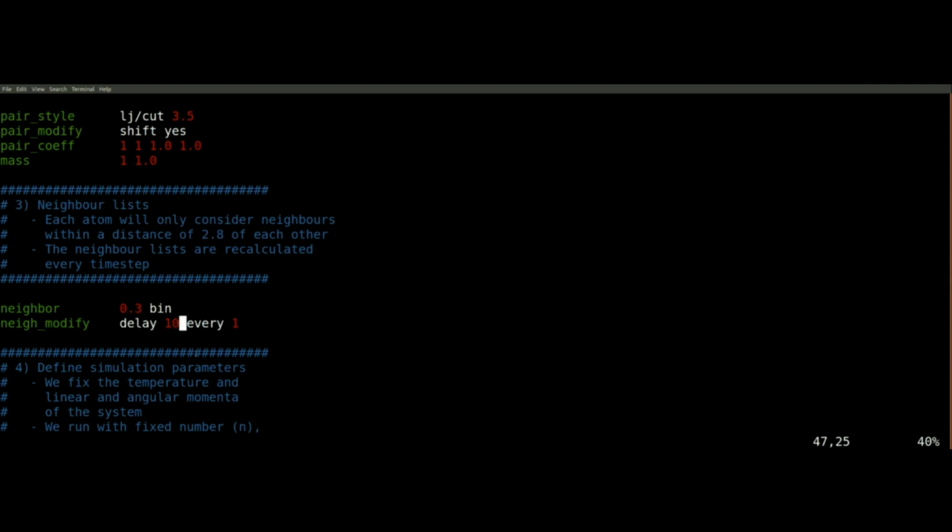You can set your delay and your every to higher numbers, bearing in mind that the delay must always be 0 or a multiple of your every. If you set your delay to 0, then you will update every.